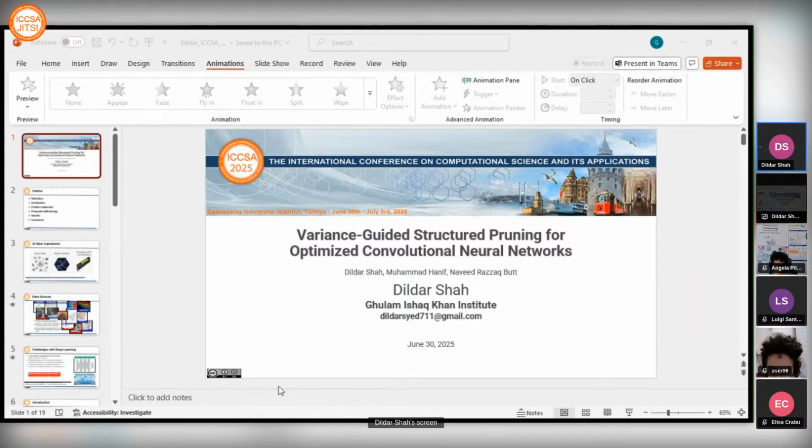Before proceeding to the main content, I would like to set a roadmap for my presentation. First of all, I will motivate the problem, and after that, I will formally introduce the concept of network pruning, and then we will see the problem statement and the proposed solution to tackle that problem.